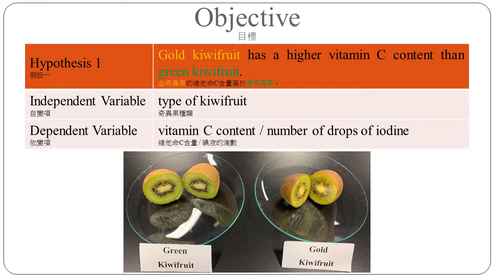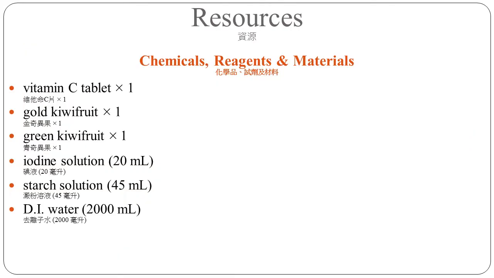Here is the objective of this project. Hypothesis 1. Gold kiwi fruit has a higher vitamin C content than green kiwi fruit. The independent variable of this hypothesis is the type of kiwi fruit, and the dependent variable is the vitamin C content, or the number of drops of iodine.